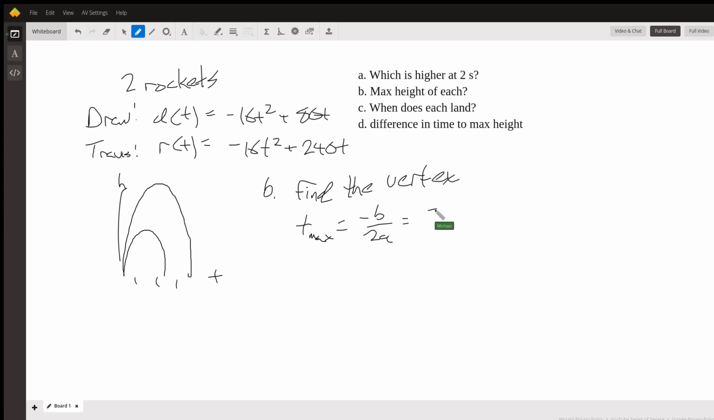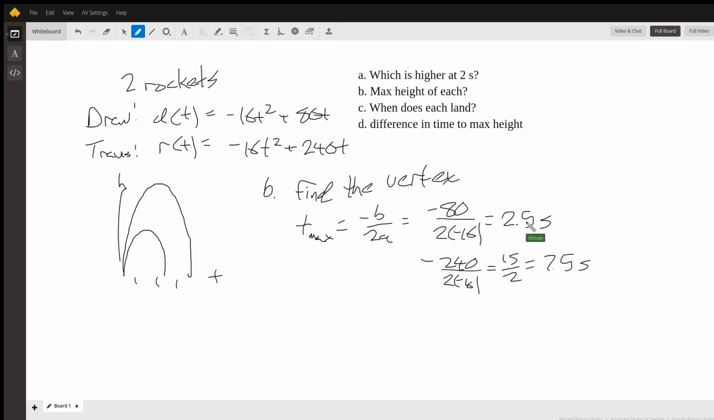And for the first equation, that would be minus 80 over 2 times minus 16, which works out to, not approximately, exactly 2.5 seconds. And for the other one, minus 240 over 2 times minus 16 works out to 15 over 2, which is 7.5 seconds. Now that's not how high they go. That's when they get there.